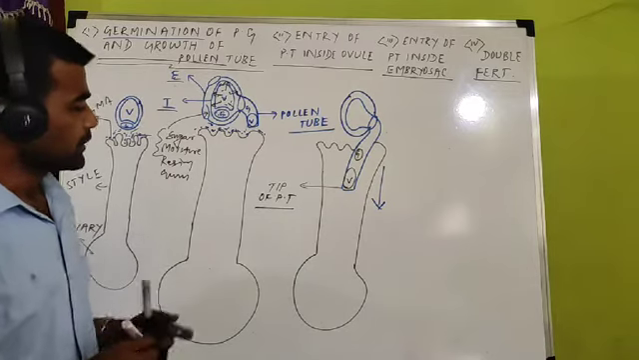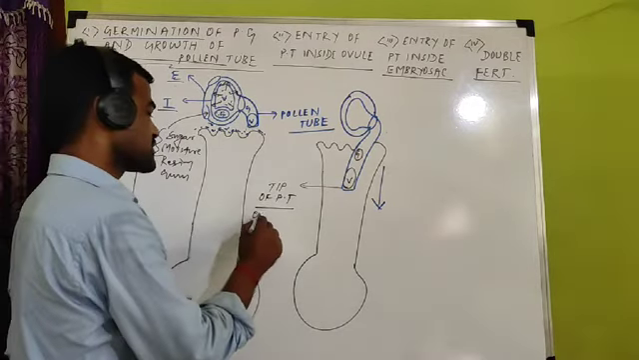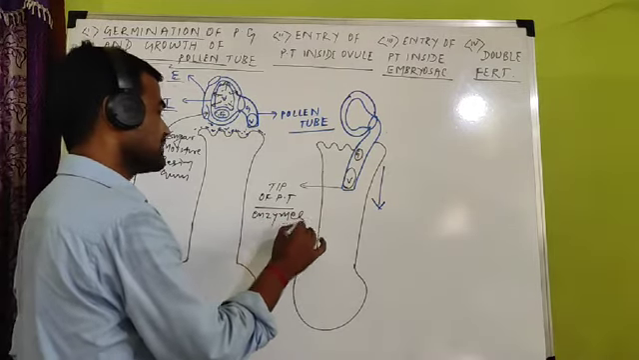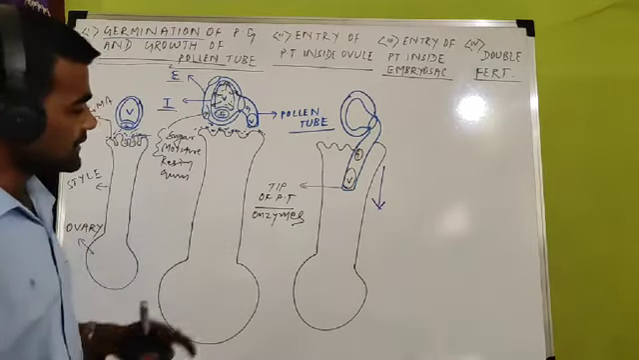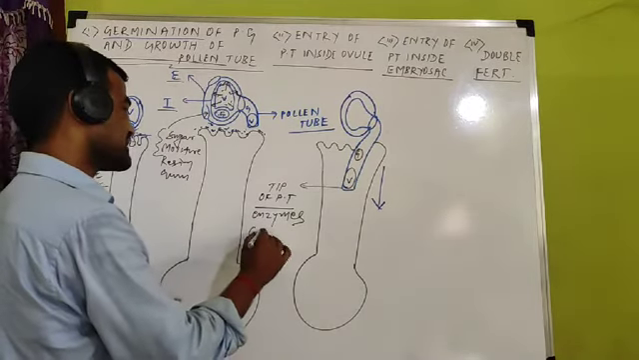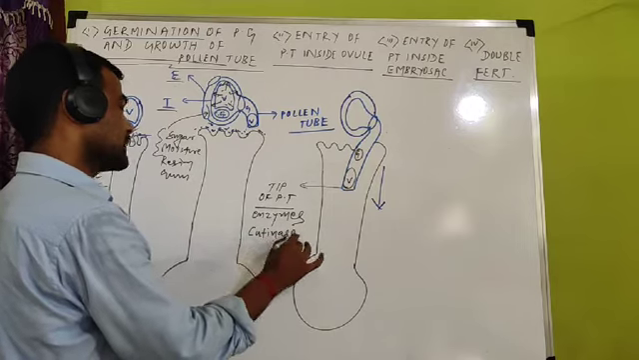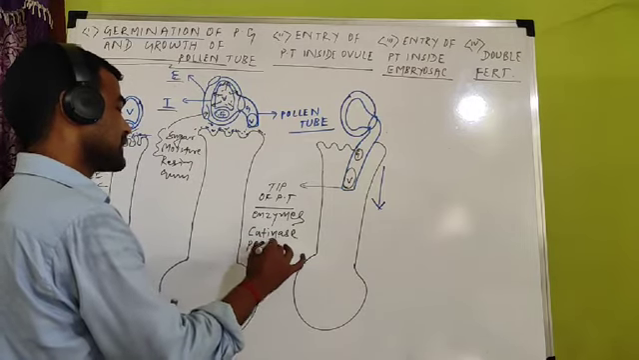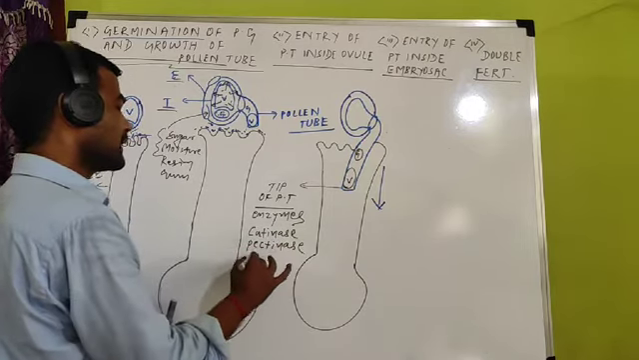This tip of the pollen tube releases some enzymes. Some important enzymes are secreted. And what are the enzymes? One is cutinase. Another is pectinase and other hydrolytic enzymes.